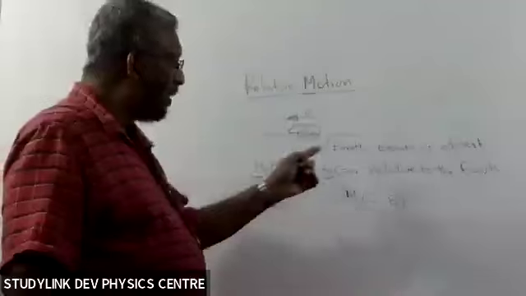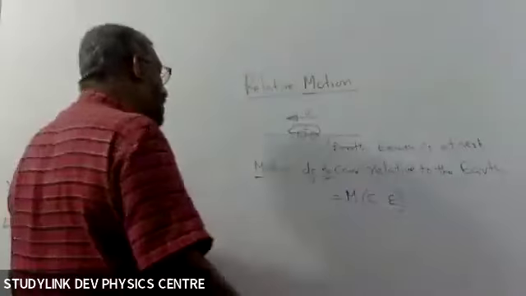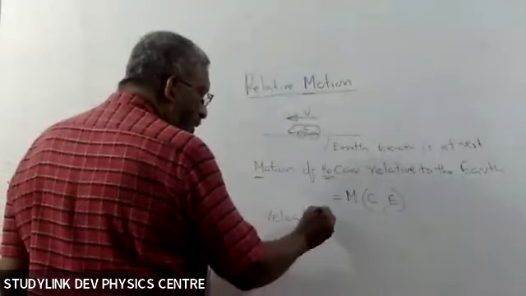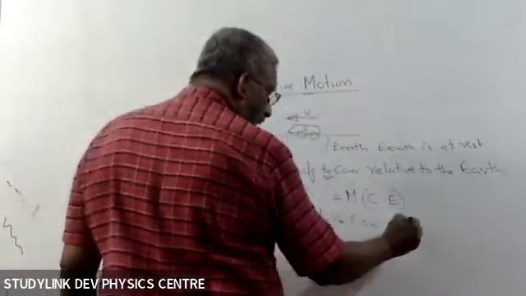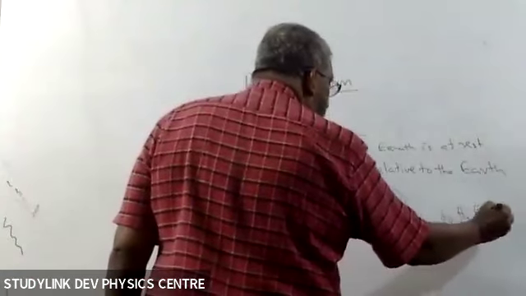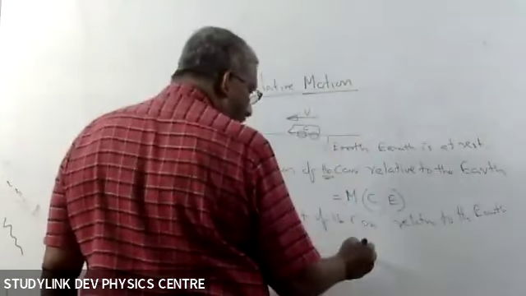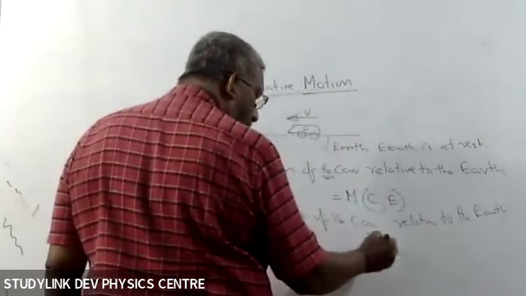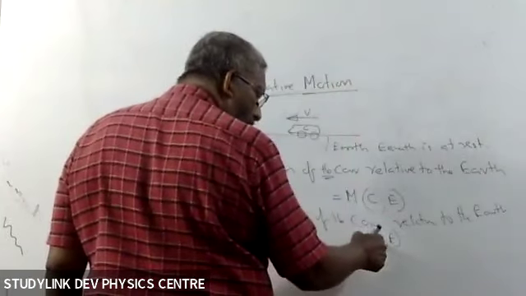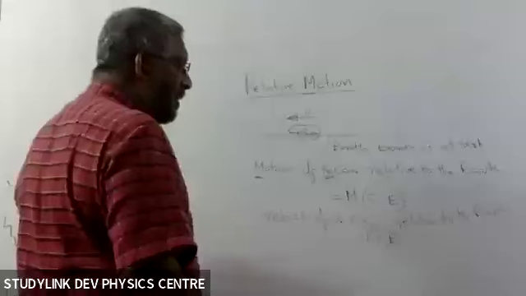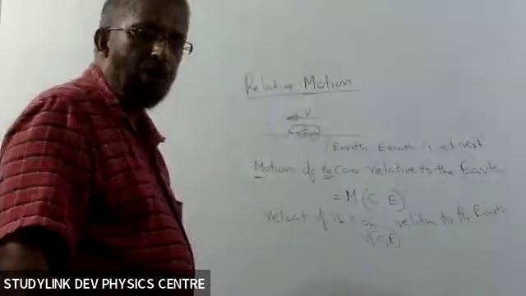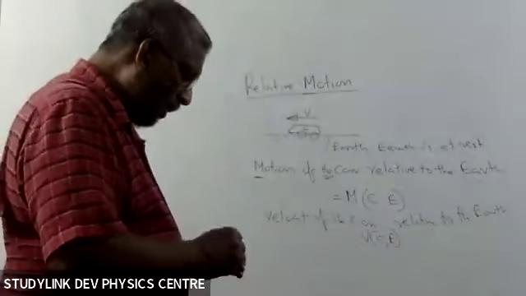Then if you consider the velocity, it is the velocity of the car relative to the earth. That is the notation. Statement: velocity of the car relative to the earth. If there is a velocity, we can write it as u or anything. Then first note down.